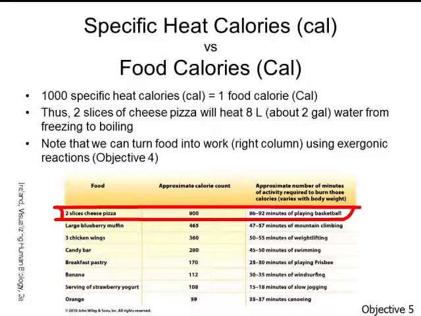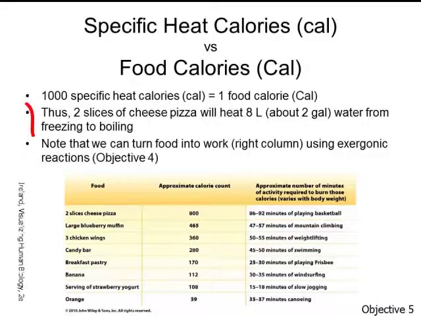And the work that we're doing in this case is about 90 minutes of playing basketball. So about an hour and a half of playing basketball is what's required to work off 2 slices of cheese pizza, which I find profoundly depressing. I don't know how you would see this.